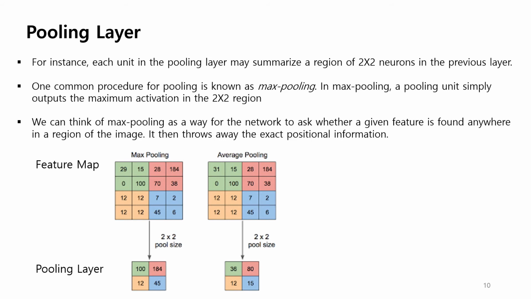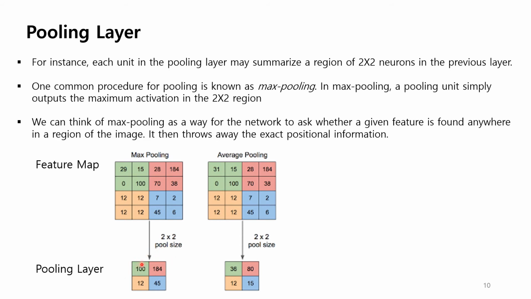This slide shows how the pooling layer works. For example, let's say we have a feature map. Okay, this is the feature map. And right after this feature map, suppose we have a pooling layer. And the way this works is as follows.